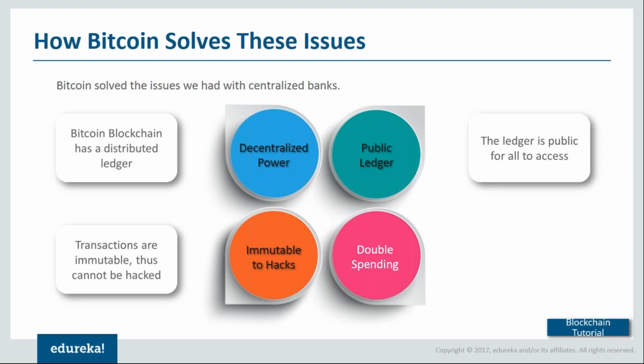Now, don't worry about how this happens. We'll be talking about that in the upcoming slides. Moving forward, coming to the final challenge, that is the double spending problem.